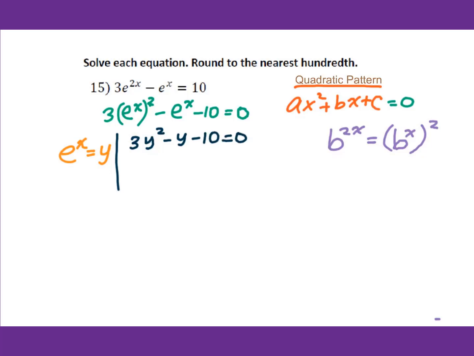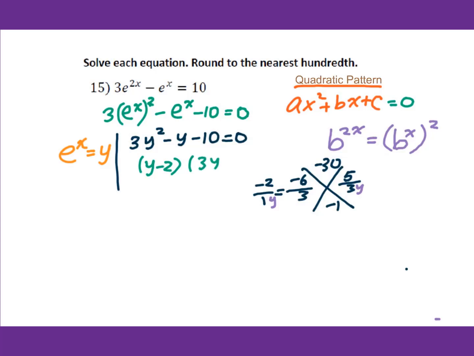We do the ninja X this time. You will get negative 30 over 3 over 3. Here's negative 1. So you got negative 6, 5. Reduce, you will get negative 2, 5, 3, 1. Then here's y. So we got y minus 2 times 3y plus 5 equal to 0. Therefore, y1 equals 2. y2 equals negative 5 over 3.